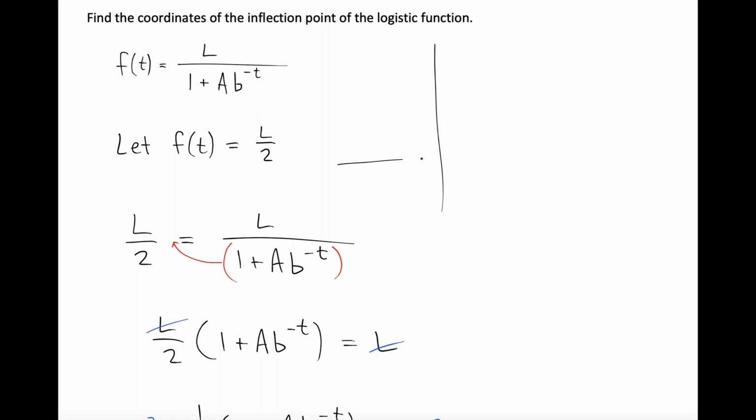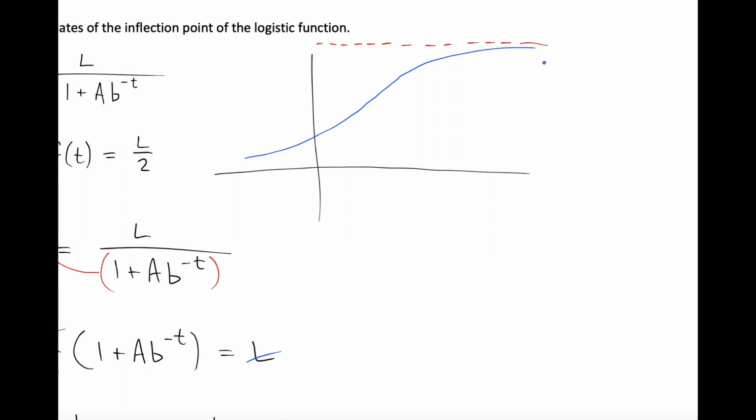So if we had a logistic function whose formula was L over 1 plus A B to the negative t, then the inflection point would occur at half of the upper limit, and the coordinates of that point would be ln A over ln B, comma L over 2.